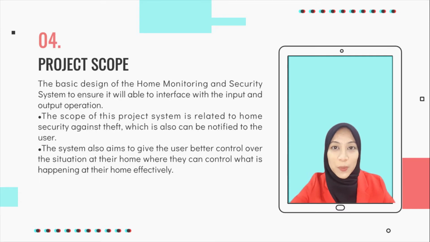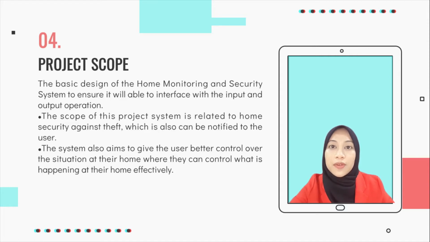Next, project scope. To design the home monitoring and security system, the basic operation of the circuit system and software system must be designed first. The basic design of the home monitoring and security system is to ensure it will be able to interface with the input and output operation. The scope of this project system is related to home security objective, which also can be notified to the user.